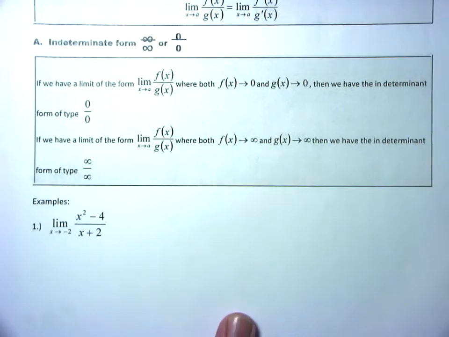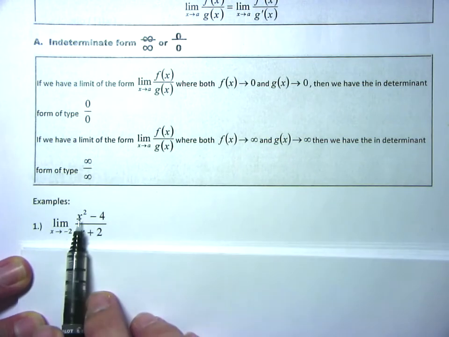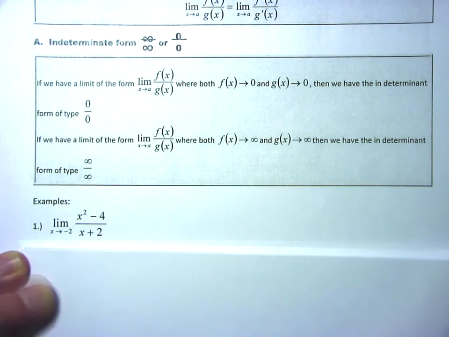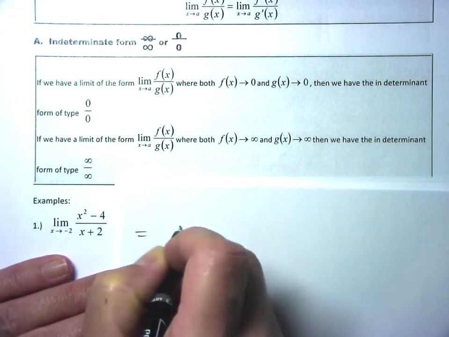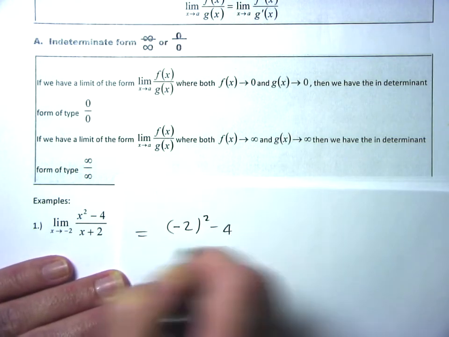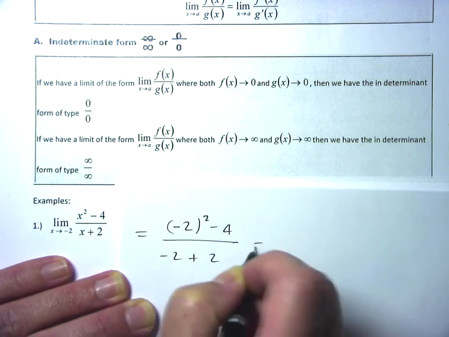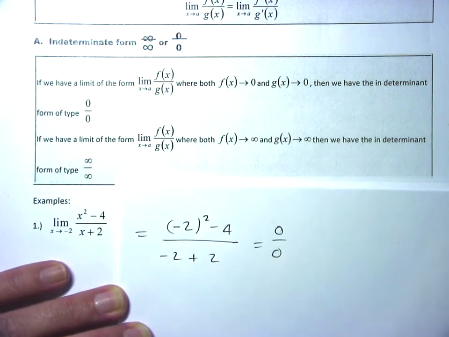Example number 1. We have the limit as x approaches negative 2 of x squared minus 4 divided by x plus 2. Back in the first chapters that we covered, what we would have done here is simply plug this in. If you plug negative 2 in, this would have been equal to negative 2 squared minus 4 divided by negative 2 plus 2. It would have been equal to 0 over 0.